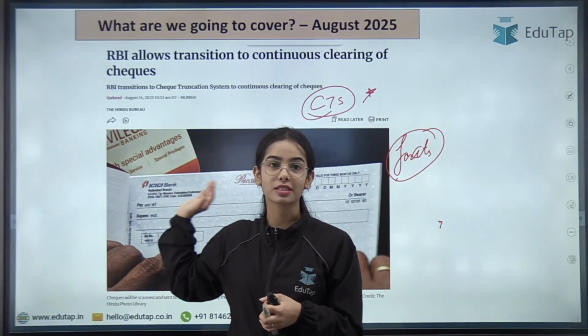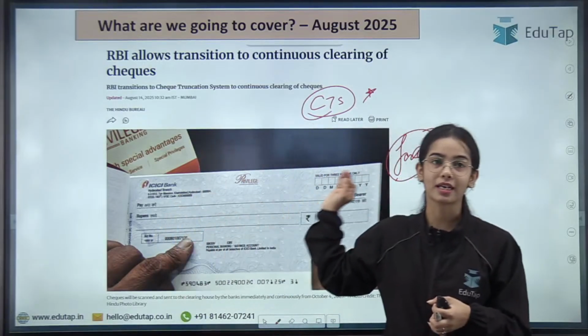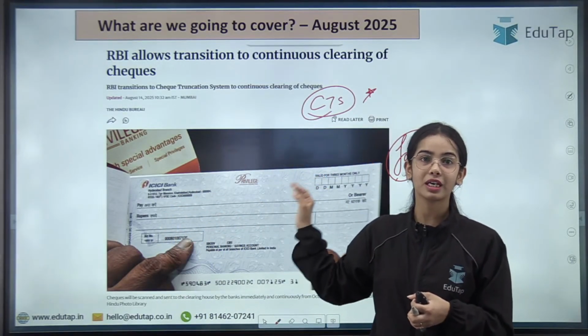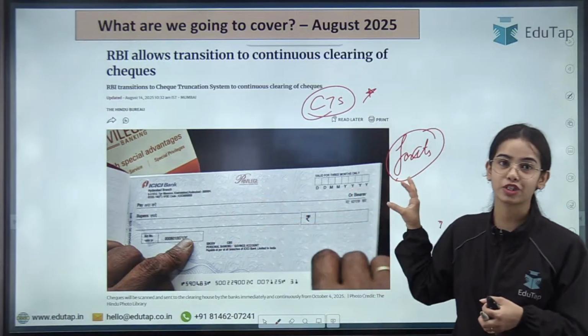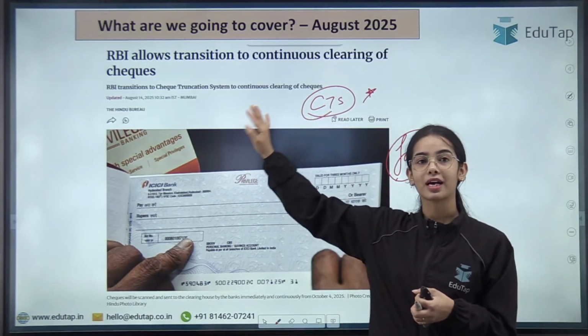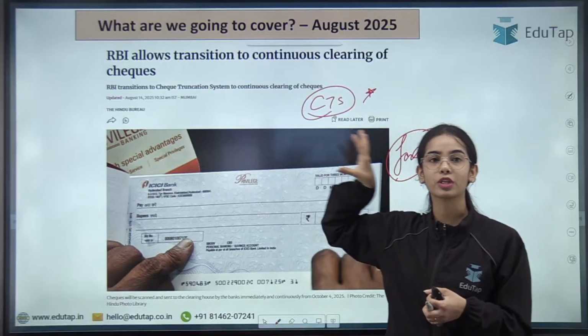So today we are going to discuss this very important RBI notification that is released by the Reserve Bank of India in regards to the update in the check truncation system, and the system has been updated from the batch system to the continuous clearing.